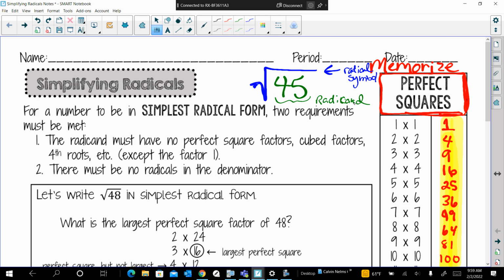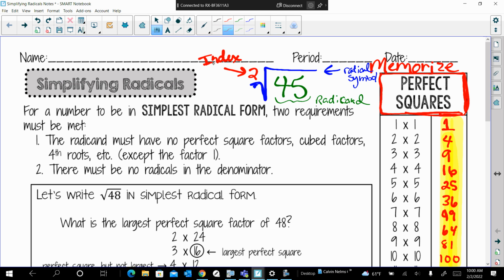Now, sometimes in Algebra 2, you'll have what we call an index. So if you had, for example, a number here, the square root symbol, the radical symbol, is always an index of 2. But you can have an index of 3. You can have an index of 4. If I don't put a number outside, you have to know it's always a 2. Anytime you have a number right here, that is called the index.